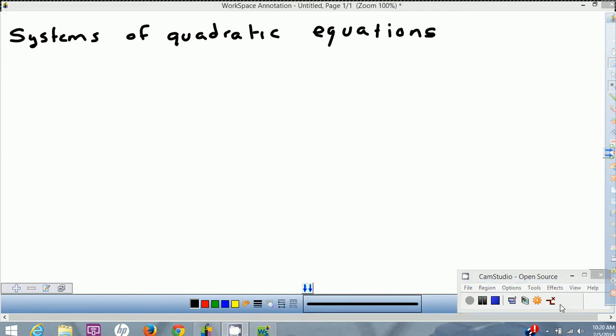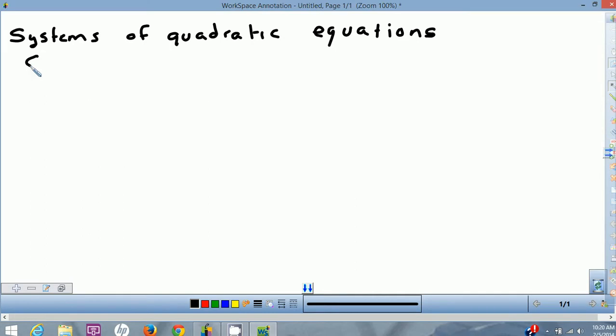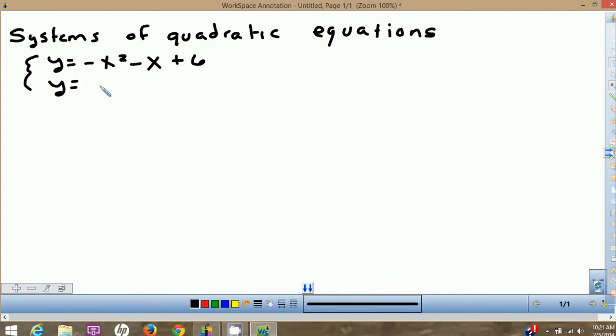Right, at this point we want to look at a system of quadratic equations. We've solved systems before, and remember that when we solve systems we are looking at two or more equations that share a common solution. If you look at them on a graph, you're looking for the point of intersection. So let's set up a system of equations that contain a quadratic.